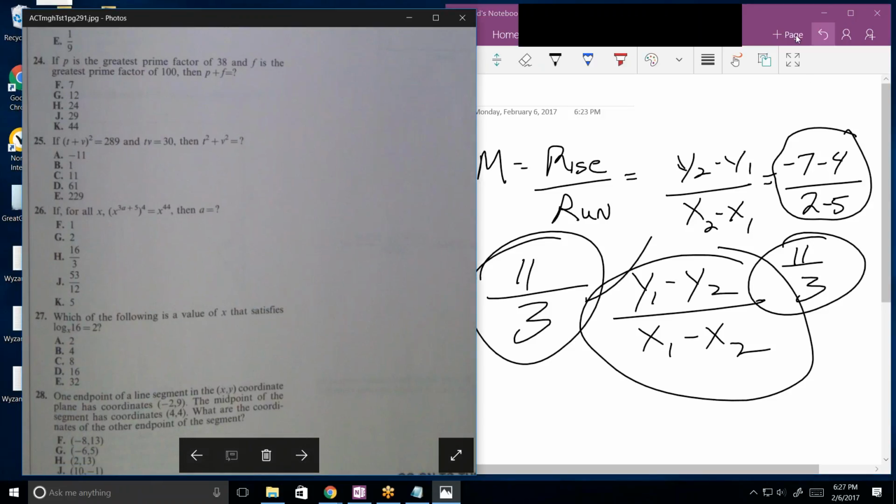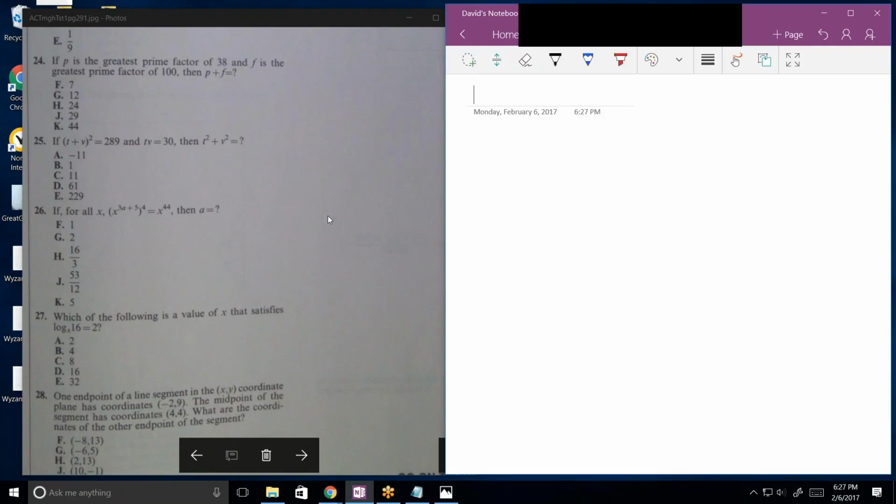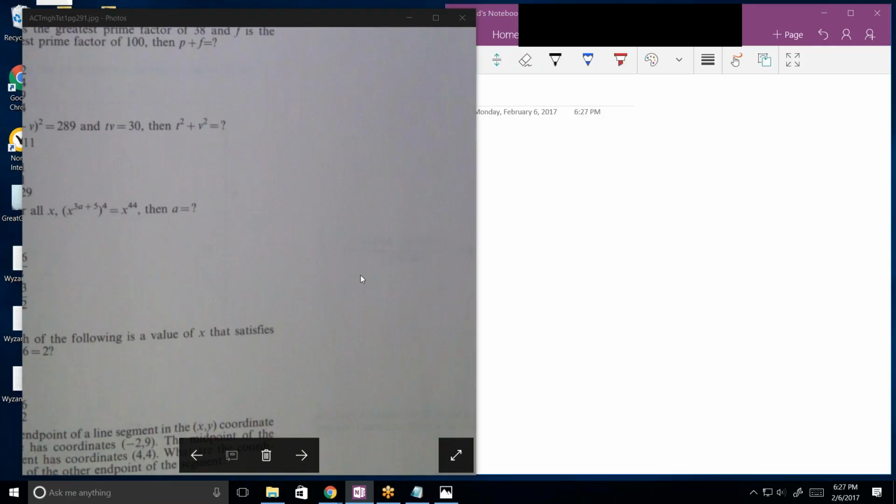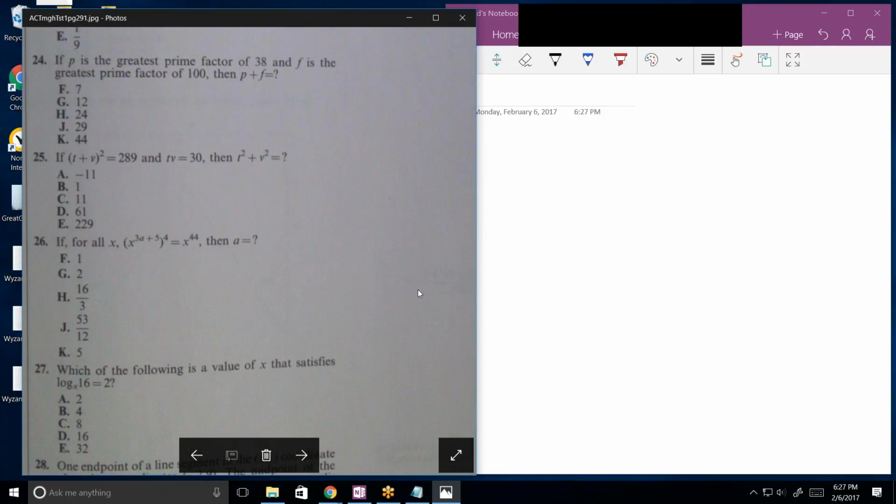24. Question on prime numbers: p is the greatest prime factor of 38, and f is the greatest prime factor of 100. So I have to know the prime factors? This is a tough problem just to figure out. We have to figure out what the greatest prime factor of 38 is and what the greatest prime factor of 100 is. So let's start with 38.